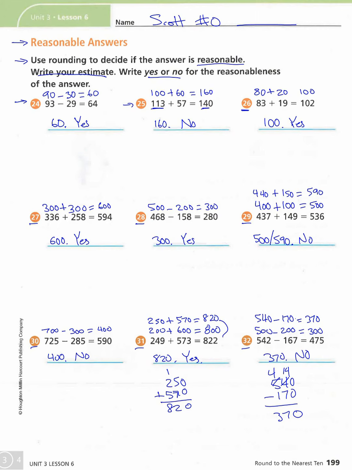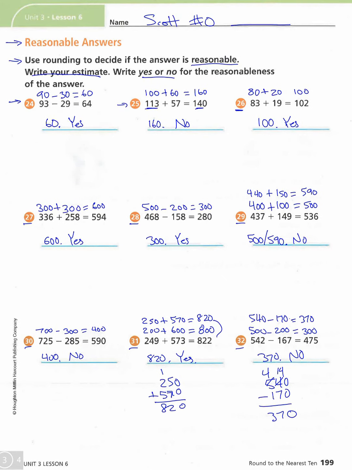All right, so those are tricky. I'll just look at what you did, how you rounded either to the hundreds or to the tens, and what your answers were. I let you choose what you were going to do on that one. All right, let's go on to the next page.